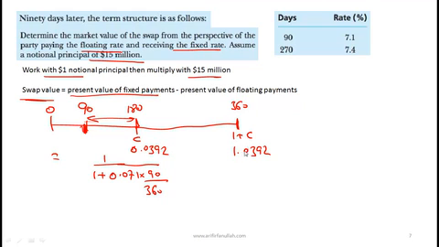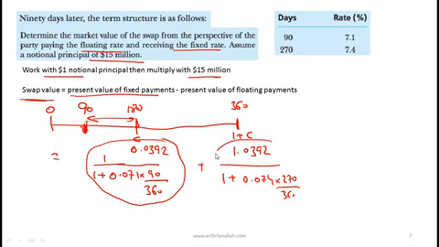And what would you multiply this by? What's the discount factor here? So it would be 1 over 1 plus, what's the rate here? 0.074 into, this is coming back 270 days. So into 270 over 360. So this and this together will give you the present value of fixed payments. So this is in red.